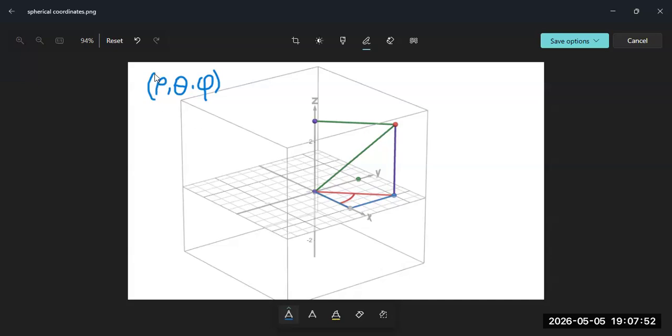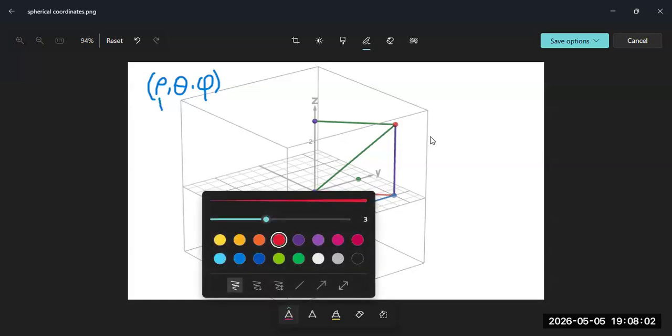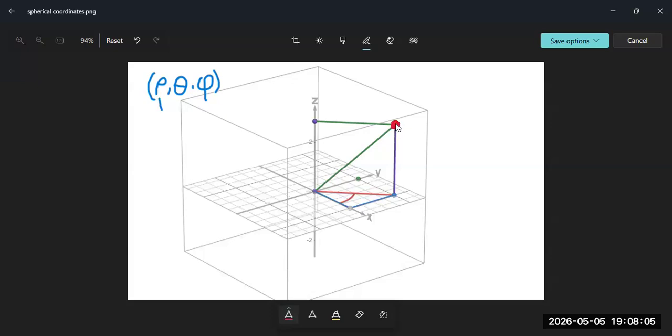So what are the definitions of these three parameters? First one is rho. We want to express this red color point, which is a point in 3D, in spherical coordinate system. The first value rho means the distance from the center 0, 0, 0 to that red colored point. Basically, this length is called the rho value. Rho is basically the radius of a sphere.